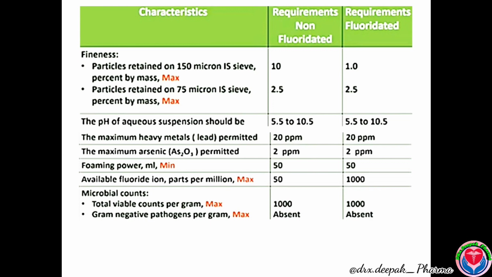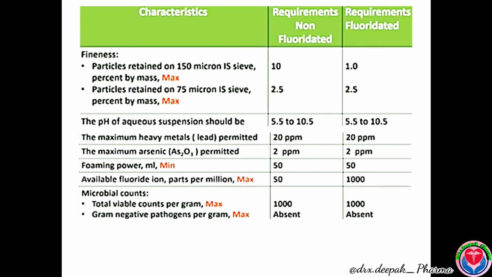For that, for non-fluoride it is 10 and for fluoride it is 1. Particles retained on 75 micron sieve, percentage by mass, maximum is 2.5 for both non-fluoride and fluoride. The pH of aqueous suspension is 5.5 to 10.5 for both fluoride and non-fluoride. For maximum heavy metal permitted, 20 ppm is the maximum value.